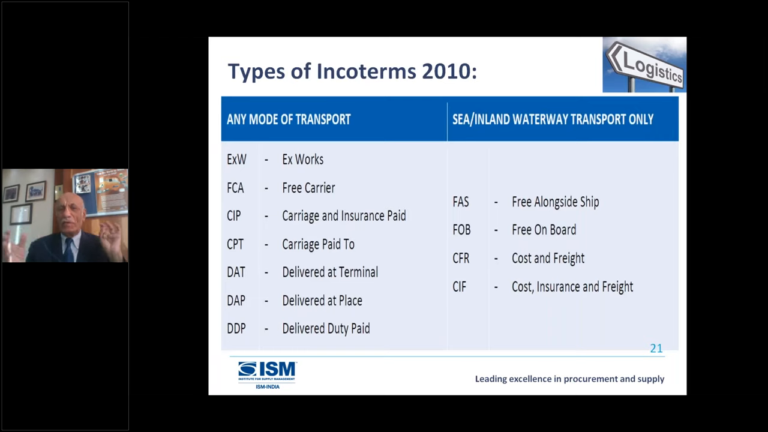Now, as per Incoterms 2010, there are 11 Incoterms. You will find 7 of them can be used for any mode of transportation. You might be sending the goods by sea, water, air, whatever you may call. You can use any of these 7. But these 4 are relevant purely for sea and inland waterways transport only. If you're doing inland waterways, it's not necessarily sea. So even within the country, if you want to move on the inland waterway, we can use any of these 4. For any mode of transportation, you have Ex Works, FCA, CIP, CPT. You can use CIP in place of CIF, but not the other way around. If I'm sending the goods by air, I can't use CIF.